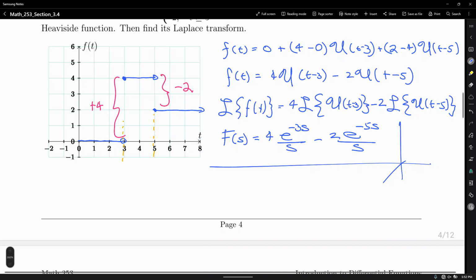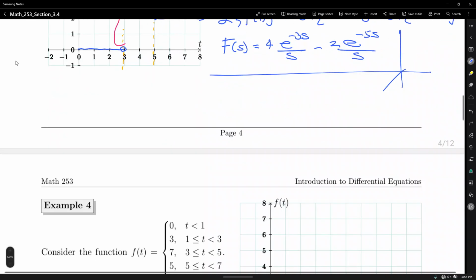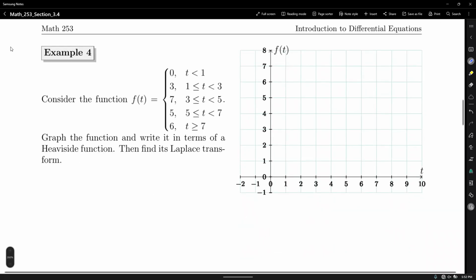Let's have a look at more examples. All right. So for the next example, consider the function, this humongous function here. 0 between, again, I should have said more properly, 0 < t < 1. Okay, so we have a function starting at 0, then becomes a 3, then becomes a 7, then goes down to 5, then goes up again to 6.